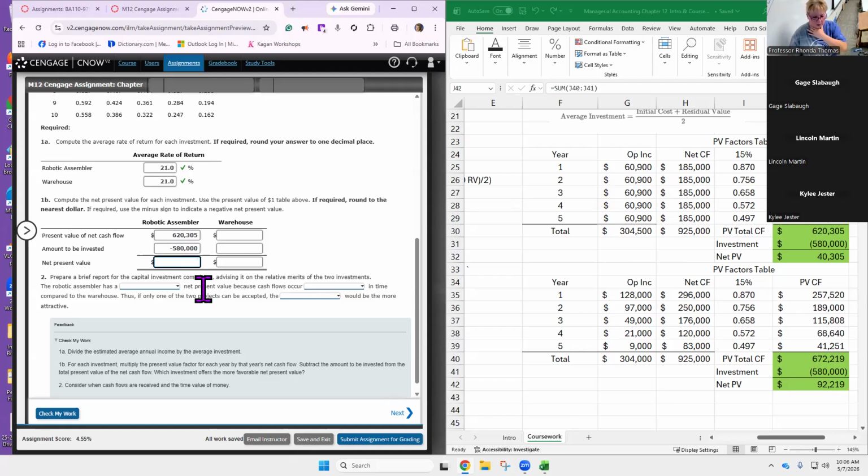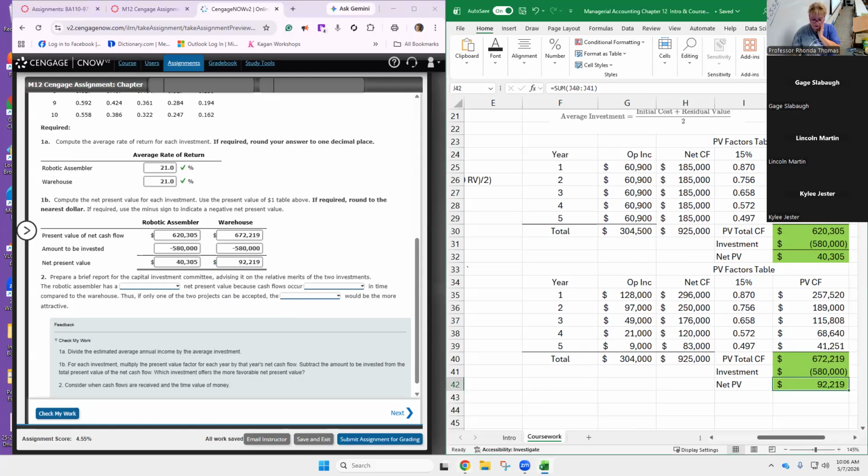Okay, and picking out the pieces and putting them together in a way that you could change something quickly helps a lot. Okay, so my warehouse is $672,219. Okay, same subtraction of the cost or the investment, and then much different, more than twice the amount of the net present value for that particular option.